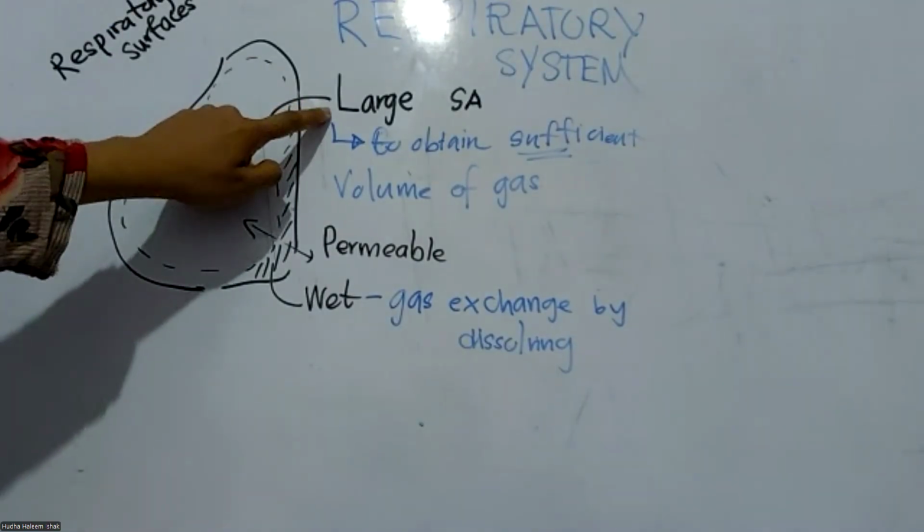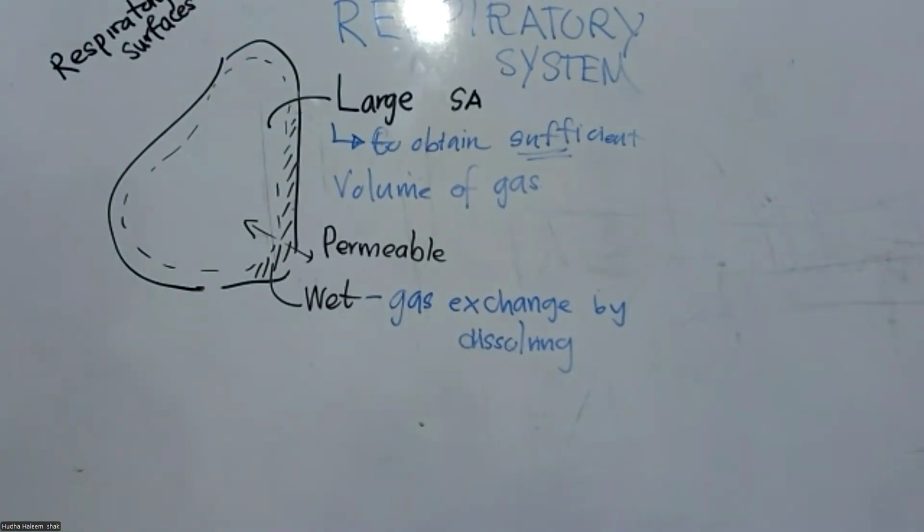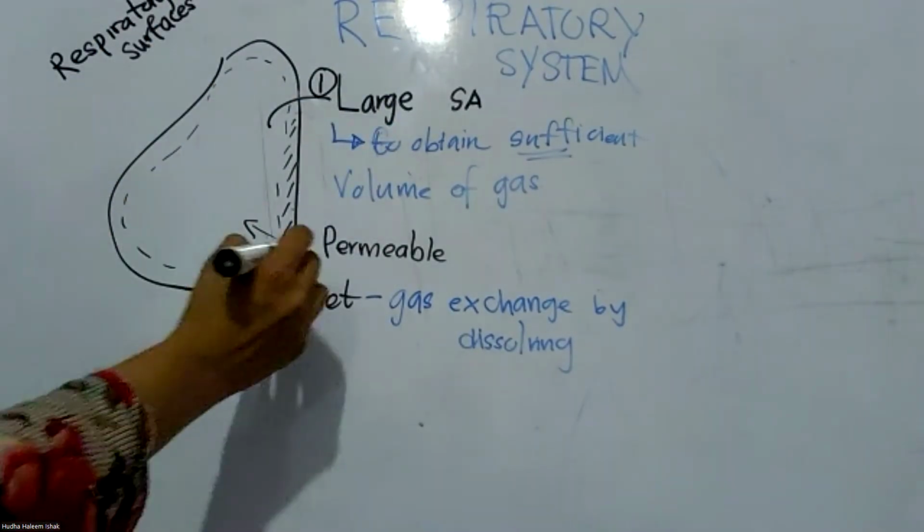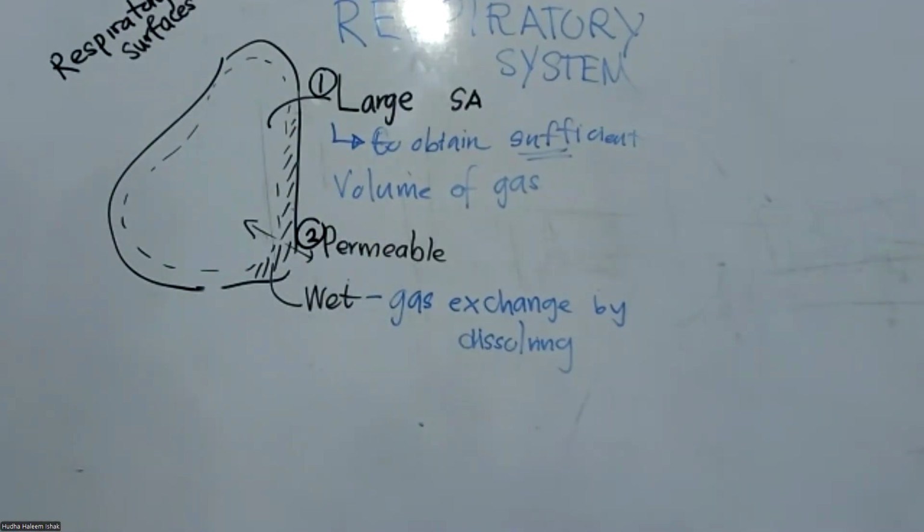So the first character is it should have a large surface area. Why is it supposed to have a large surface area? To obtain sufficient volume of gas. And the second character is permeable and wet. For permeable, they haven't given a reason. Permeable in the sense is to allow the gas to flow in and out. And also it should be wet, then only gas exchange by dissolving. So all the gases will be exchanged by dissolving in water. All the gases will dissolve in water and then only they will exchange very fast.